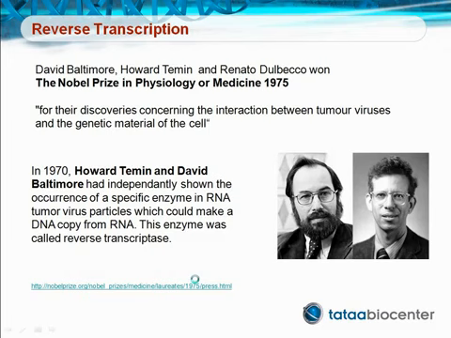To analyze RNA with qPCR, the RNA must first be converted to cDNA. This is done using a reverse transcriptase, which is an enzyme that transcribes RNA into complementary DNA. The discovery of reverse transcriptases by Howard Temin and David Baltimore was awarded in 1975 the Nobel Prize in Physiology and Medicine.